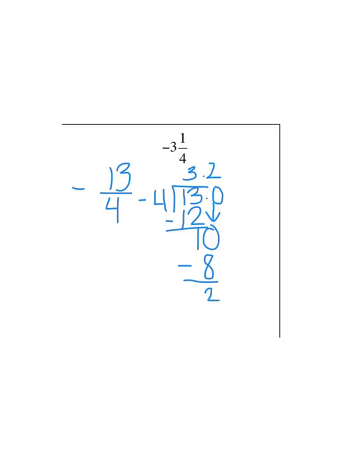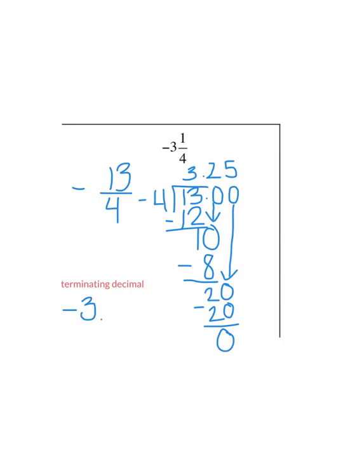4 cannot go into 2, so I'm going to add another 0 and bring it down. 4 can go into 20 5 times. 4 times 5 is 20. And 20 minus 20 is 0. So I know this is a terminating decimal. And our answer is negative 3.25. Don't forget to bring down that original negative in your answer.